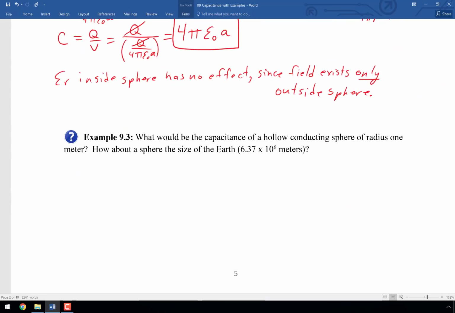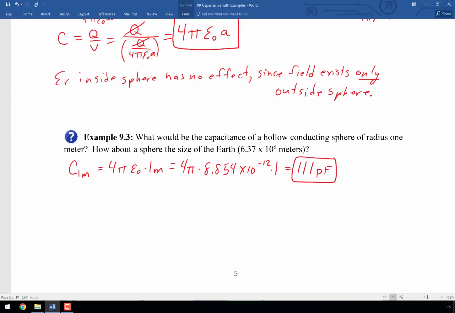What would be the capacitance of a hollow conducting sphere of radius 1 meter? And then what about a sphere the size of the Earth, 6.37 times 10 to the 6th meters? So C, for 1 meter, is going to be 4 pi epsilon 0 times 1 meter, which is 4 times pi times 8.854 times 10 to the minus 12th times 1, which is 111 picofarads.